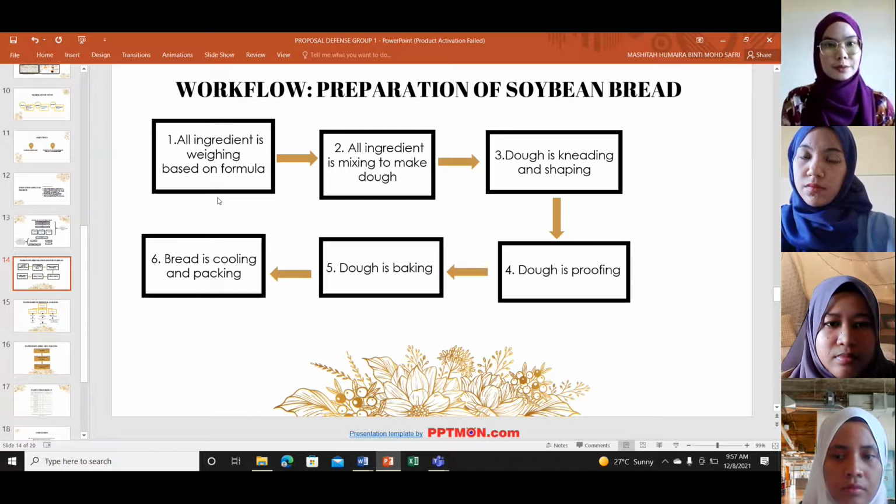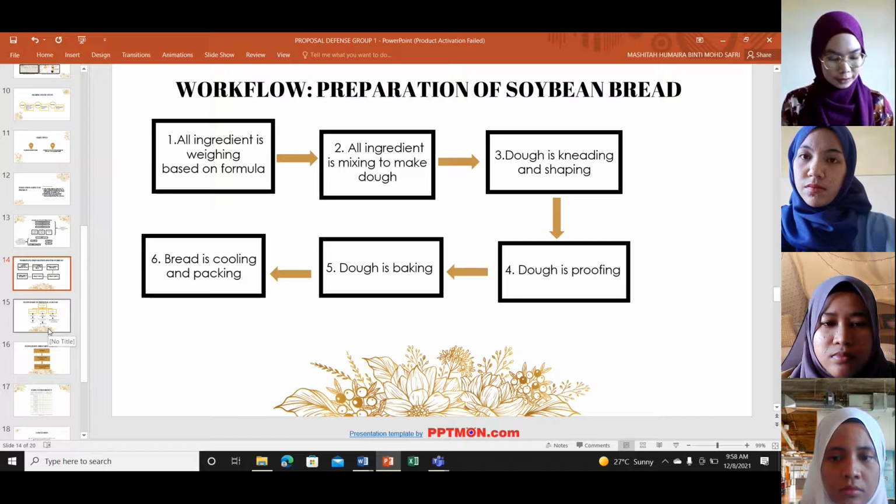For the preparation of the soybean bread, firstly, all ingredients are weighed based on the formulation and blended. Then all ingredients are mixed to make dough using a mixer, and then the dough is kneaded and shaped into bread dough shape. After that, the dough is proofed for 1 hour, and then baked in the oven for 30 minutes. And lastly, the bread is cooled and packaged in polyethylene bags.